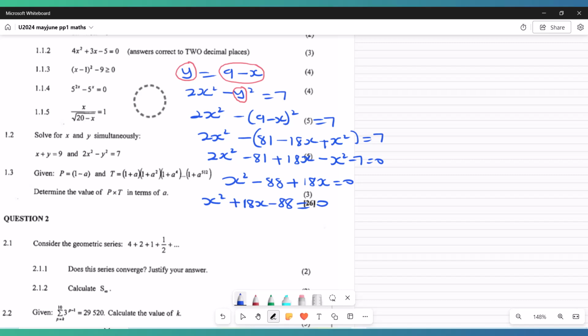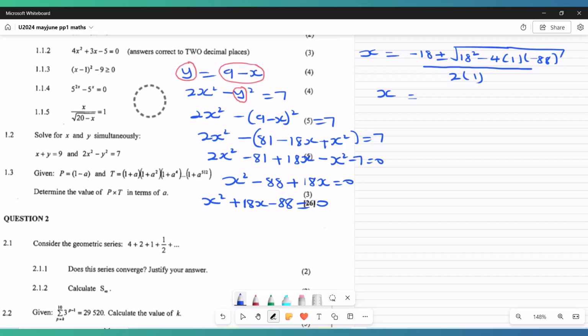So now our a is 1. We're going to say x equals minus b. Okay, but now minus what? Minus 18, plus or minus the square root of b squared, which is still 18. Okay, that's 18 squared minus 4ac. Now our a is 1, our c is negative 88. Okay, then divide by 2a, whereby our a is what? Our a is still 1. So we have x equals what? Let's check it out here.